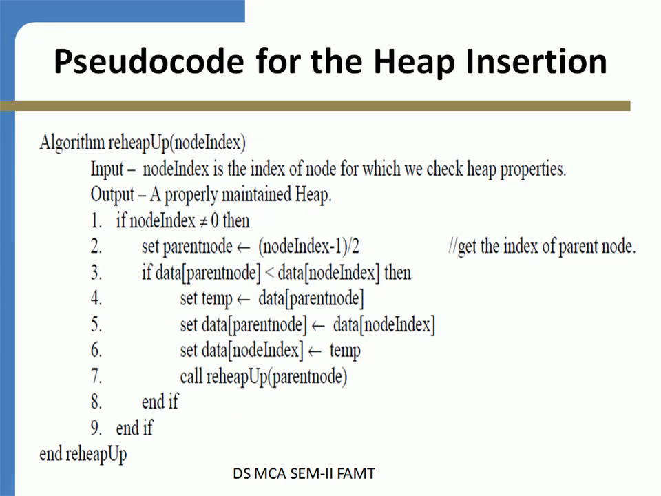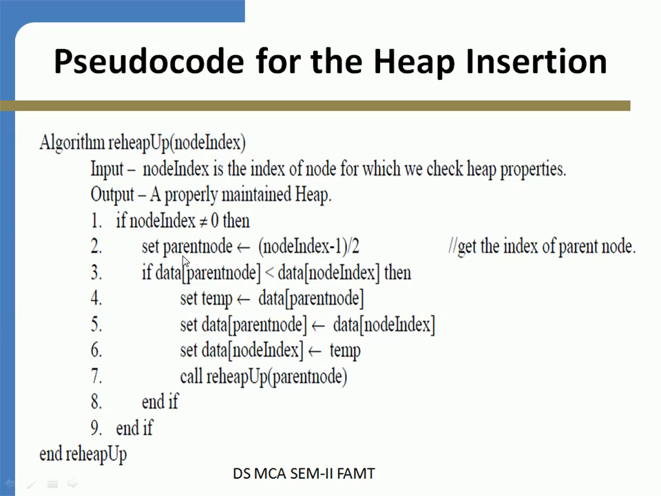Now the reheap up operation: the index which was passed from the insert operation will be the parameter for the reheap up operation. In the first statement here, we are checking node index is not equal to 0. That is, we are checking whether we reached the root or not. If we reach the root, then we stop this algorithm. Suppose we are not at the root, then find out the parent of the node which is currently inserted into the heap using the formula parent node is equal to node index minus 1 divided by 2.